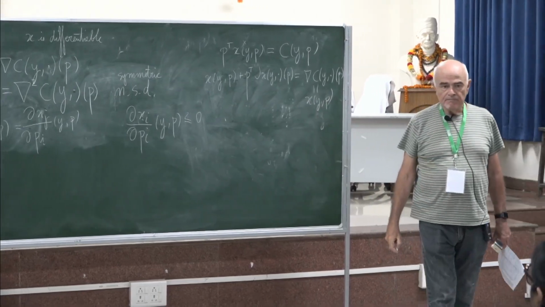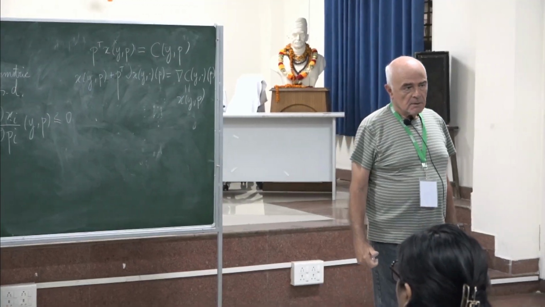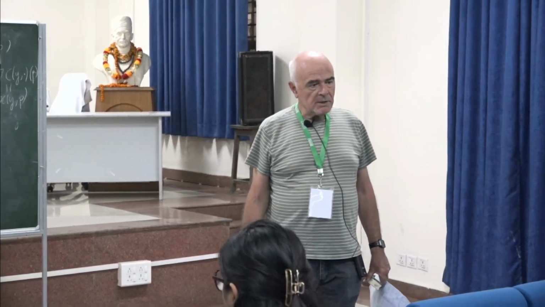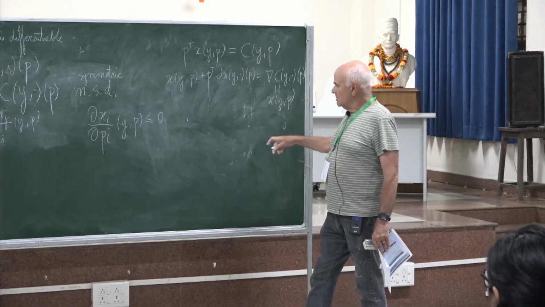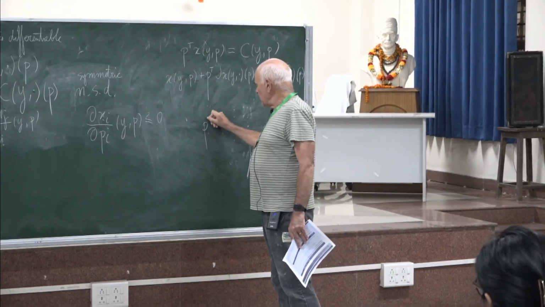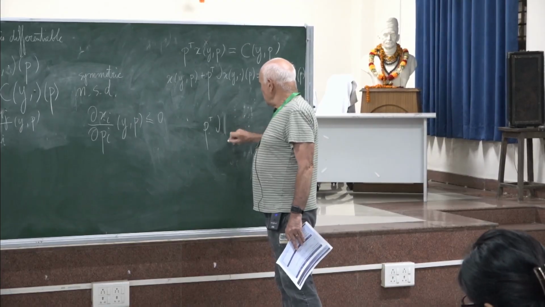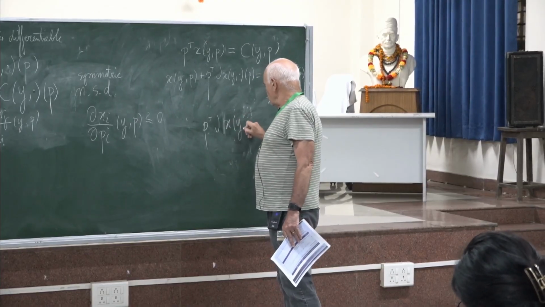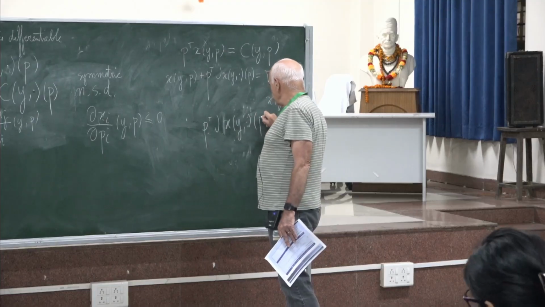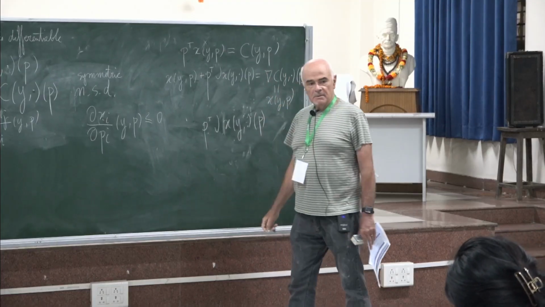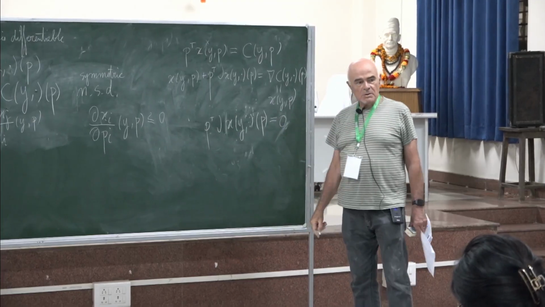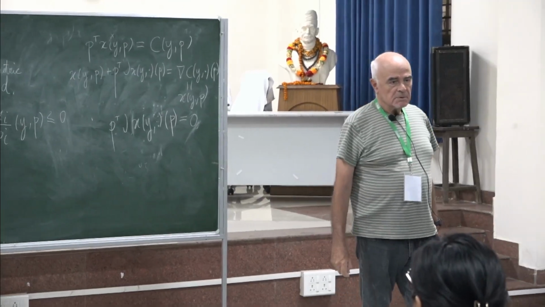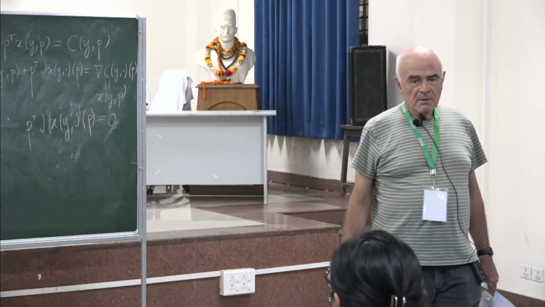Shephard's lemma. The input demand function is the gradient of the cost function. So in this equality, these two terms cancel out. So we get p transpose times the Jacobian of x(y,p) is equal to 0. Agree?